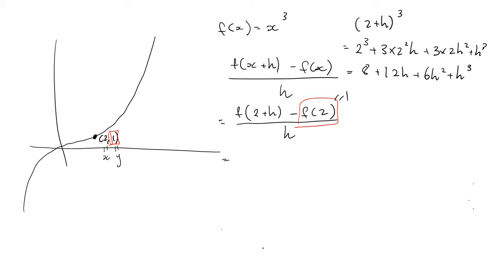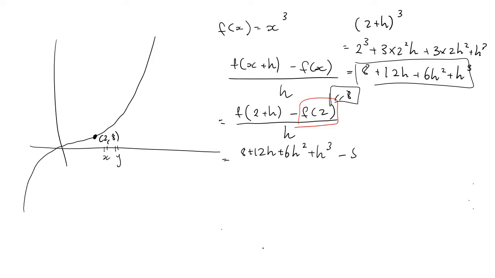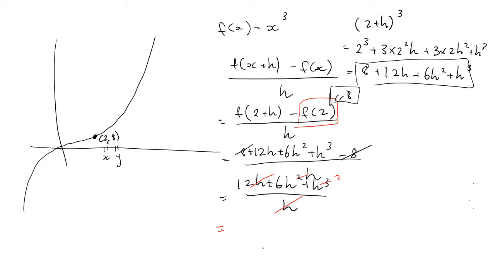Oh wait, sorry, f of 2 is 8, it's not 1. My bad. So it's 2, 8. Okay, so we have that in the numerator, and we have 8. So it becomes 8 plus 12h plus 6h squared plus h cubed minus 8 over h. The 8's cancel out, and we get 12h plus 6h squared plus h cubed over h. We can divide by h. So we're left with 12 plus 6h plus h squared.